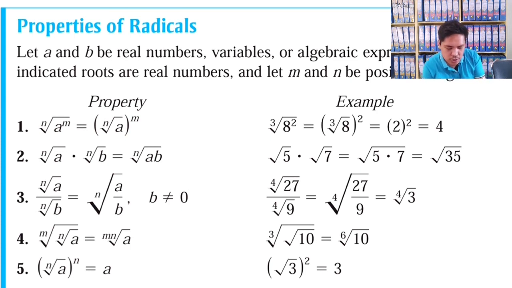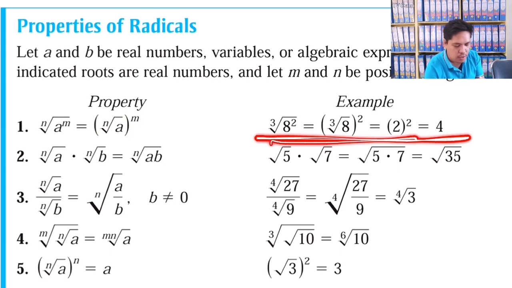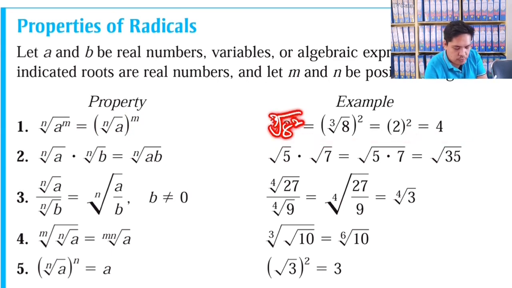So pwede ito siya ilabas na lang. Pwedeng lumabas. Okay? Parang associative property din, no? Pwedeng a raised to m, take the nth root of that. Or pwedeng nth root of a lang, bago mo i-raise to m. So, ito yung example niya. Pwede siyang cube root of 8 squared, the same siya kung cube root of 8, squared. The answer is still 4. Okay? So, paano natin pwedeng illustrate yan?